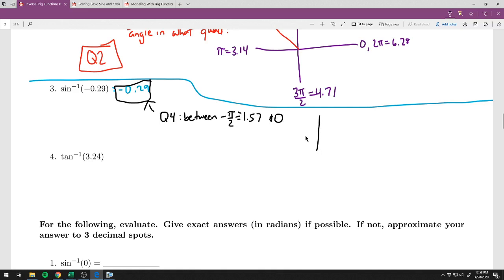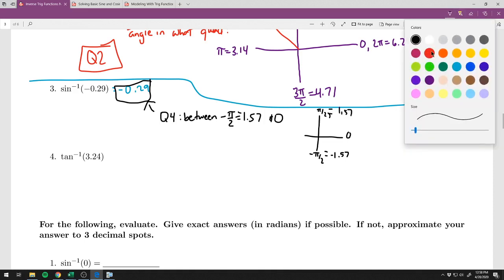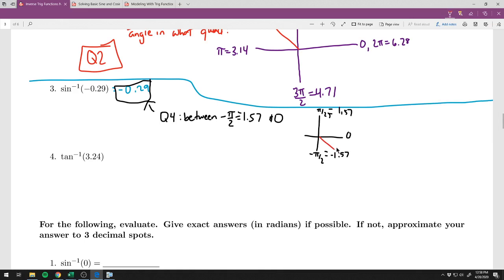All right, when you draw the picture for this out, since it's negative, you wouldn't really have our normal picture. We would have to include the actual range of sine inverse and tangent inverse, which is negative pi over 2 to pi over 2. Right, but it fits right there. It's in quadrant 4.